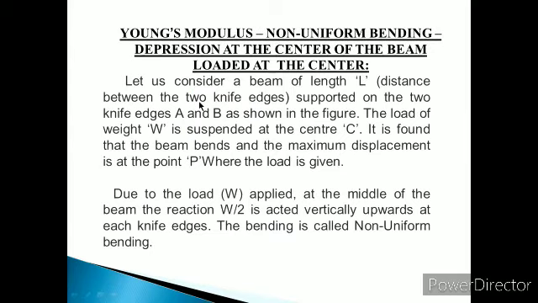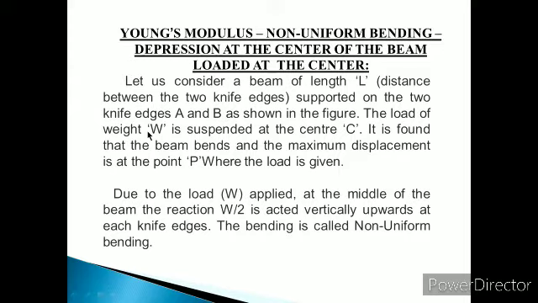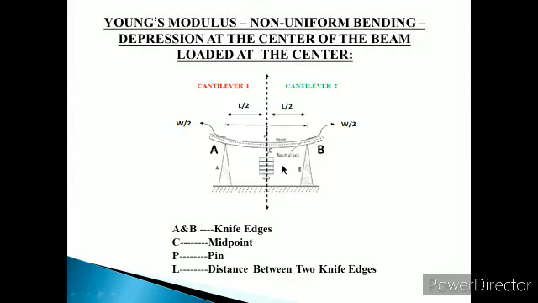Let us consider a beam of length L, that is the distance between the two knife edges, supported on two knife edges A and B as shown in the figure. Listen, this is our specimen. A and B are two knife edges and L is the length of the beam. The load of weight W is suspended at the center. It is found that the beam becomes bent, with the maximum displacement at the point P where the load is given. Due to the application of load at the center, the beam becomes bent, that means depressed with the maximum depression.